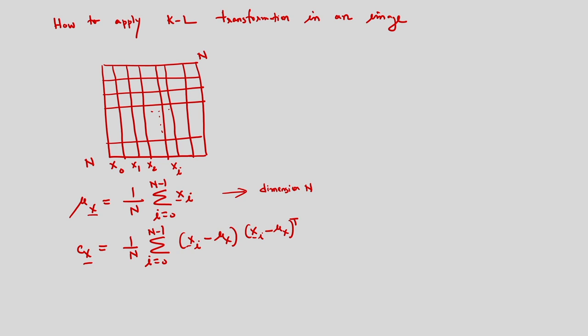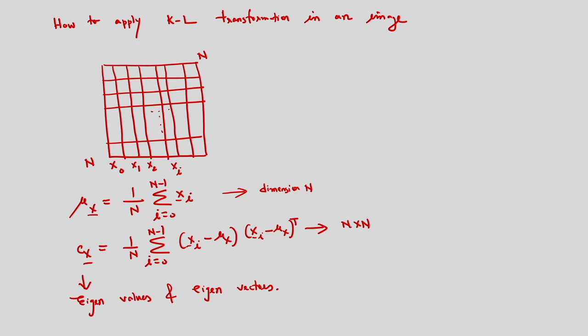And what is the dimension of Cx? The dimension is n cross n. Dimension of Cx is n cross n. So from Cx, I can determine the eigenvalues and the corresponding eigenvectors.